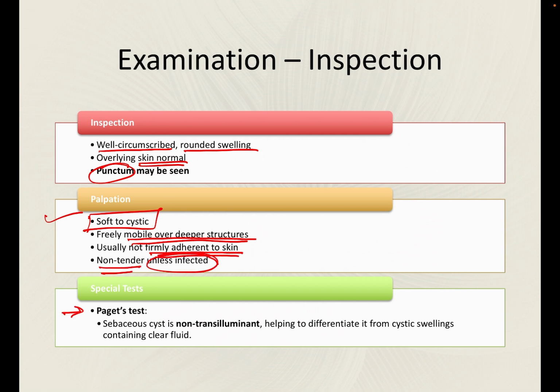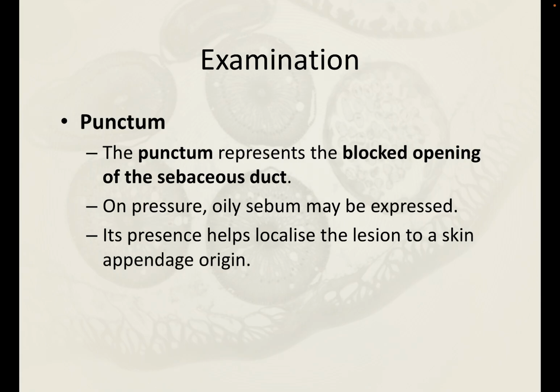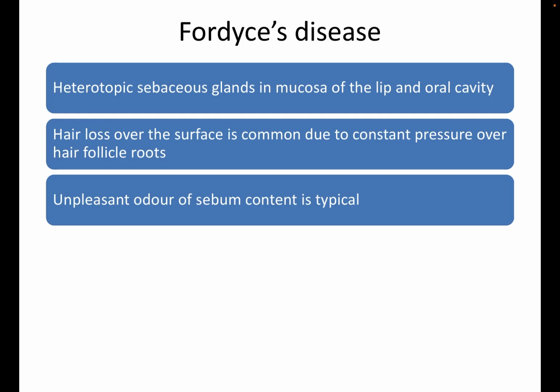We can do Paget's test, where the sebaceous cyst is non-transilluminant, helping to differentiate it from cystic swellings containing clear fluid. The punctum represents a blocked opening of the sebaceous duct. On pressure, oily sebum may be expressed. Its presence helps localize the lesion to a skin appendage origin. Fordyce's disease: ectopic sebaceous glands in the mucosa of the lip and oral cavity.